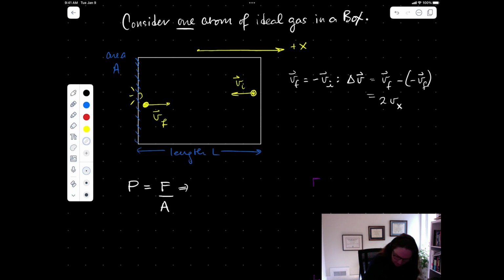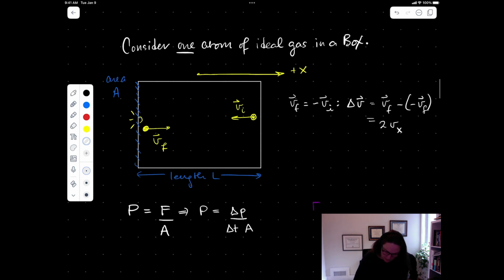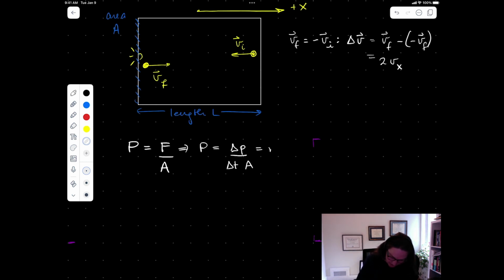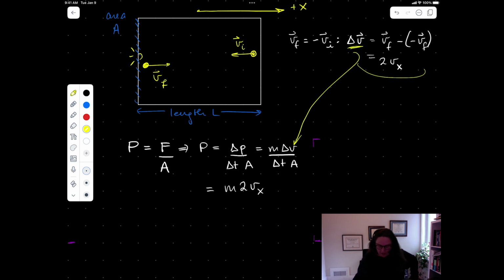So we're saying that from one particle, that force is going to be Newton's second law, change in momentum over change in time, all divided by area. And change in momentum is change in velocity times mass over change in time all over area. So we do know a little bit about this change in velocity. It's going to be m 2vx. So I'm substituting this change in velocity here into our Newton's second law expression there.